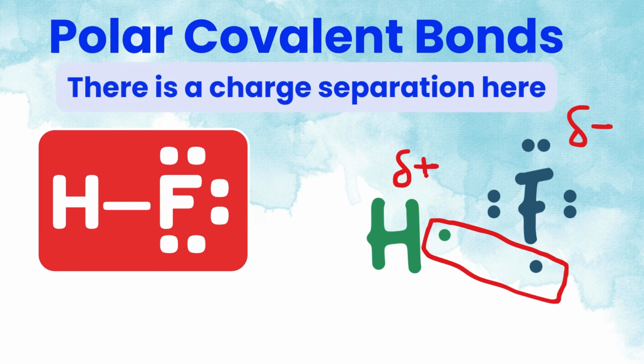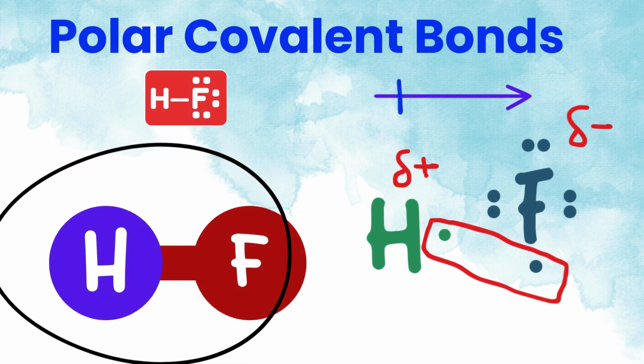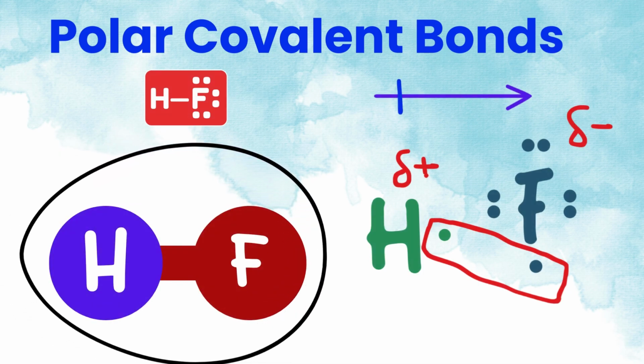Since there is a charge separation here, there is a dipole. The direction of the dipole moment can be shown using an arrow with the positive end of the arrow over the less electronegative hydrogen and the direction of the arrow towards the more electronegative fluorine. The electron cloud is attracted more to fluorine than to hydrogen.